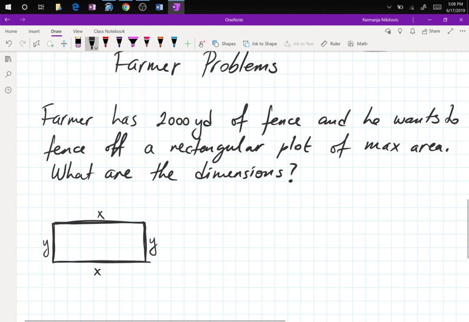And who can tell me the constraint equation? X plus y equals 1,000 will cover this much. 2x plus 2y, excellent. 2x plus 2y equals 2,000. That is our constraint, because that's all the fence you have. Right? If you want more, you gotta go buy more. Constraint. And it will be equal to 1,000.